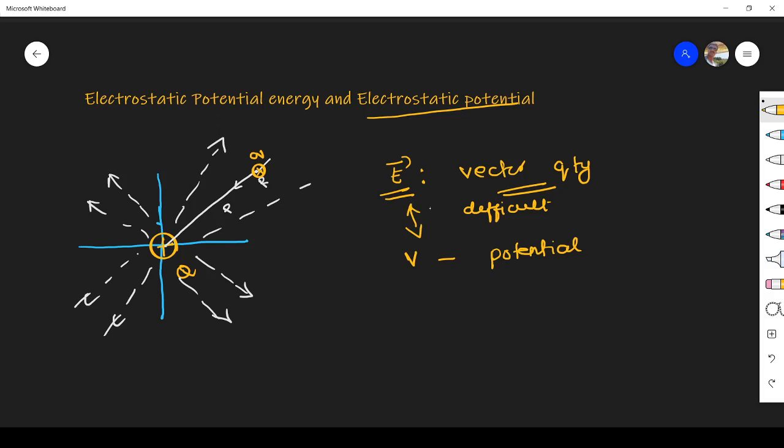Now let us assume that we have a source charge plus Q located at the origin. It is a positive charge and it is radiating electric field everywhere. These white lines represent the electric field. In this electric field, suppose we want to move a test charge from point R to point P.